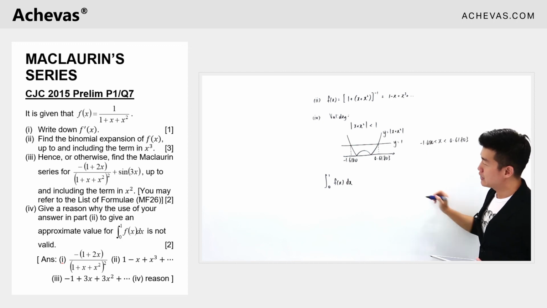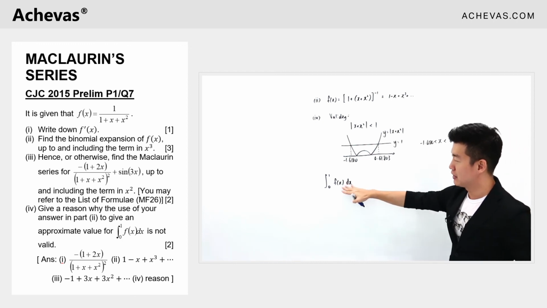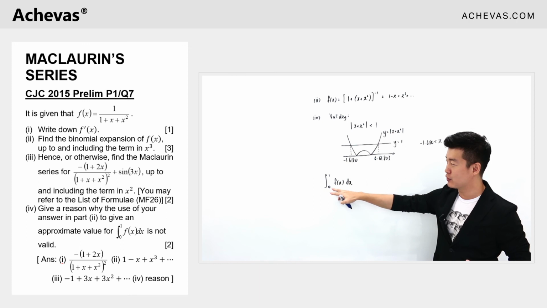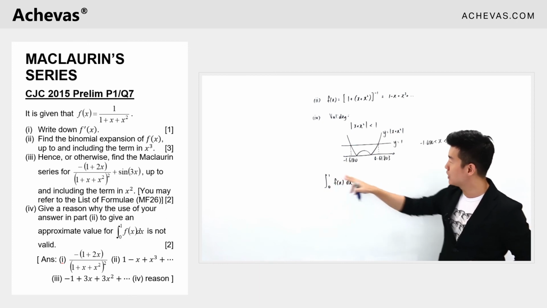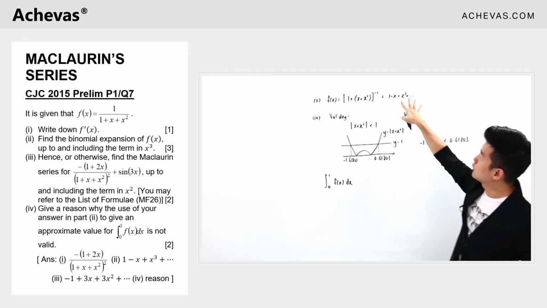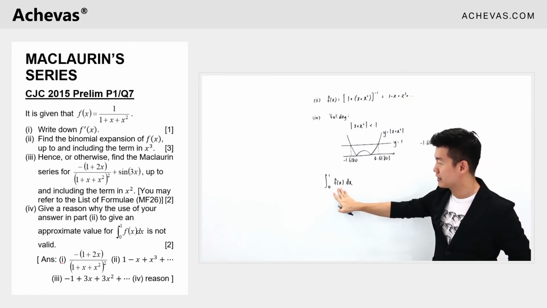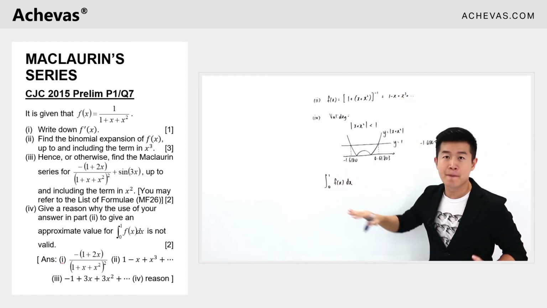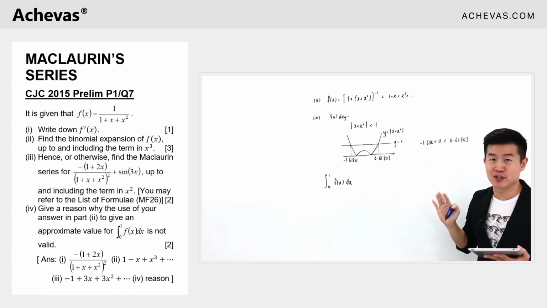And if you look at the integral that we are supposed to evaluate, it is from 0 to 1. And 0 to 1 is not a subset of the validity of the binomial expansion. That is why if I use this to replace f(x) and attempt to calculate the value of this, the value that we try to approximate is not going to be valid.